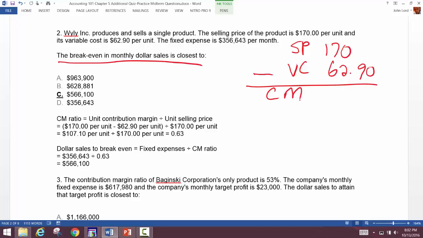Okay, so we have this 170 minus the 62.90. Somebody said that was 107.10 contribution margin. Okay, good. Now I want to get my contribution margin ratio for this problem. So I'm going to say 107.10 divided by 170 should give me a contribution margin ratio of roughly 0.63? Somewhere like that? Okay.